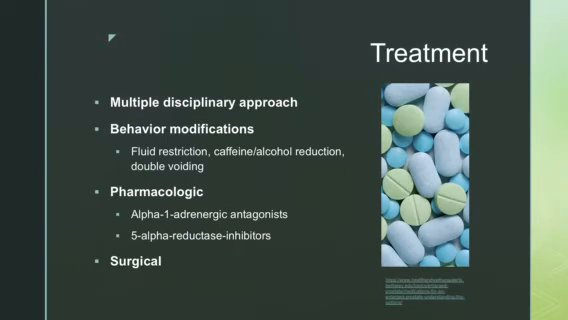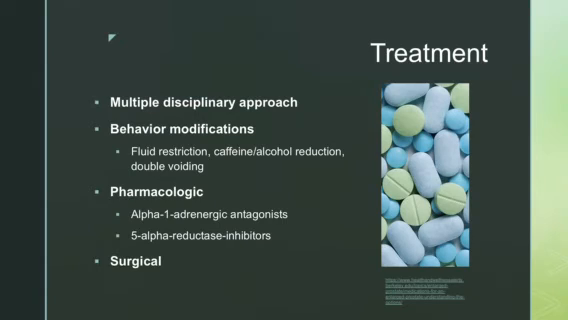The treatment for BPH involves multiple approaches. First and foremost, providers start by encouraging behavior modifications that can improve the symptoms for their patients. So these include restricting fluids before bed, decreasing the amount of caffeine and alcohol in one's diet, and double voiding.